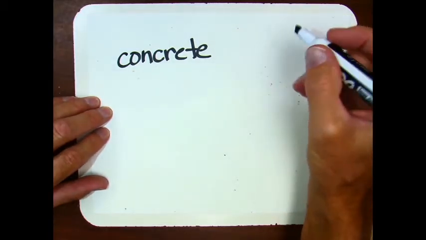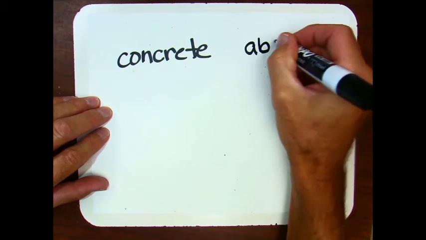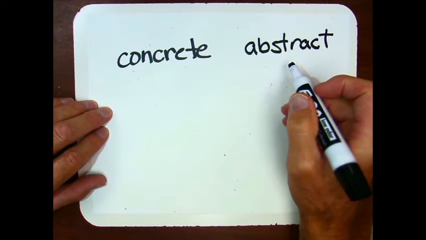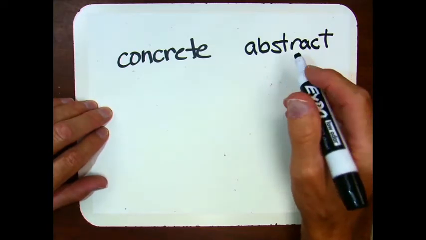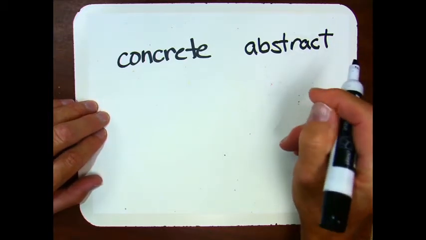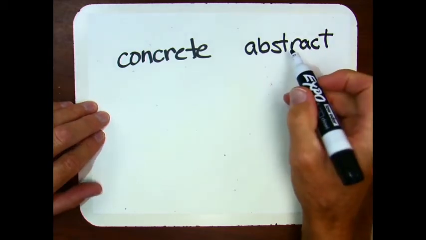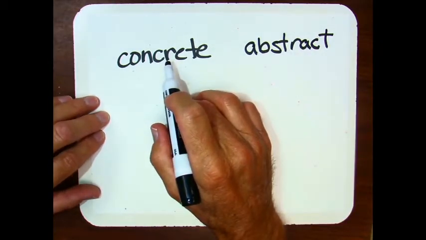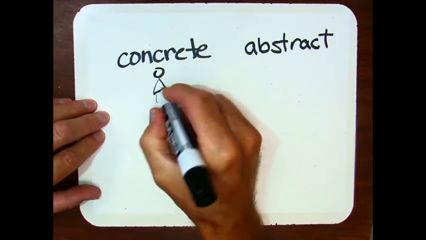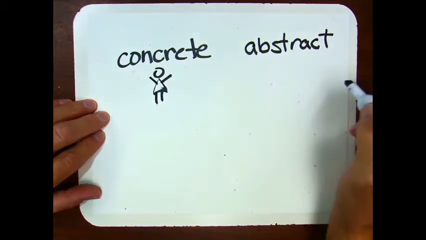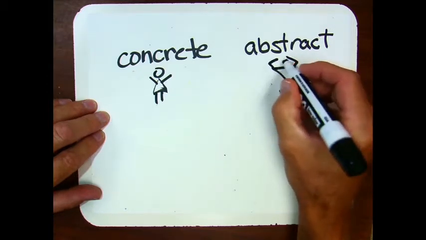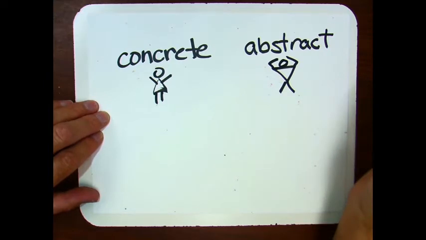The next vocabulary is abstract. This is probably a new word for you. Abstract means, well, dreams are abstract. They're hard to explain. So abstract is things that are hard to explain, and concrete are things that are easy to explain. So concrete is easy, and abstract is hard.